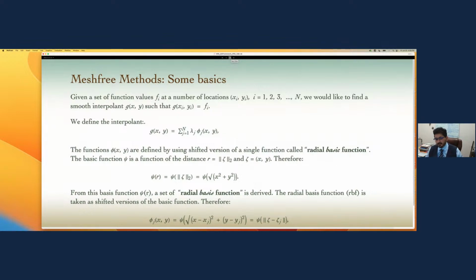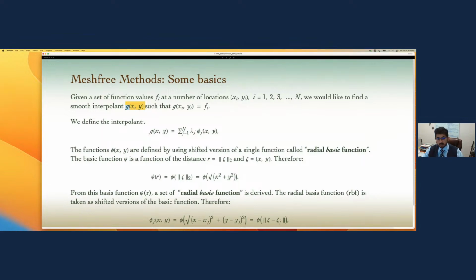So just to give you a quick tutorial on that without going into too much detail, let's say that you have a whole bunch of function values f_i at a bunch of random node locations x and y. In this case, I've decided to use 2D, but it could be in ND space. What you want to do is find a smooth interpolant that is exact at the function values at the node locations.